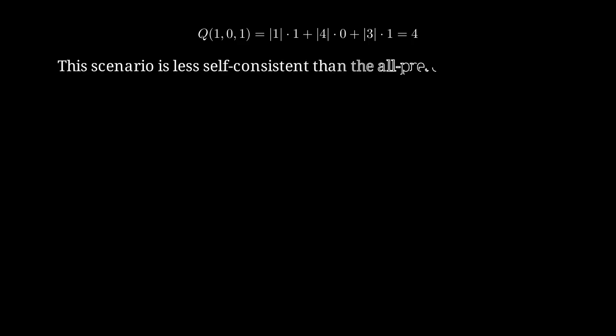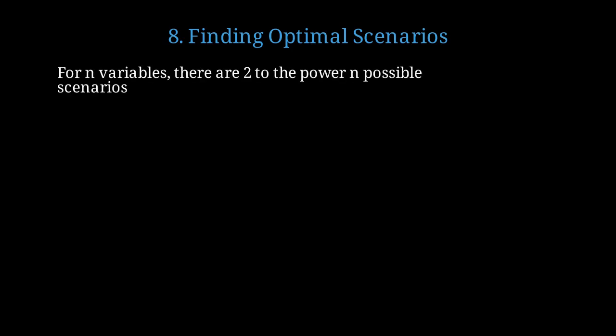This demonstrates how cross-impact balance reveals which scenarios are internally coherent versus contradictory. In practice, we search through many scenarios to find the most consistent ones. With n variables, there are 2 to the power n total possible scenarios, which grows exponentially. For 10 variables, that's over 1,000 scenarios. For 20 variables, over 1 million.